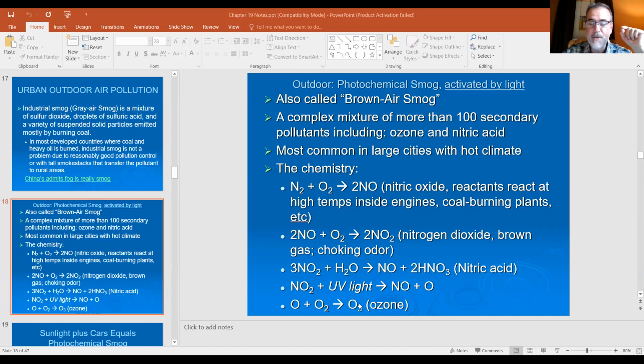Now O3 is ozone. Now remember, maybe you said, wait a minute, I thought ozone's good. Well, it depends where the ozone is. Ozone's a very reactive gas. Up in the stratosphere, love it. It absorbs the UV rays, it protects us, which is great.